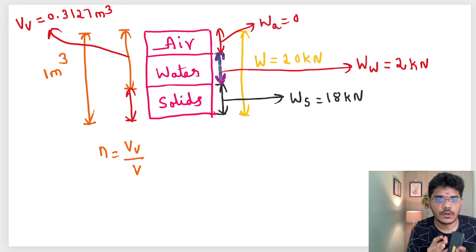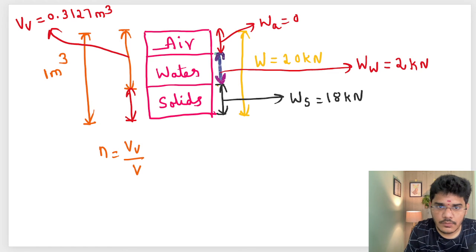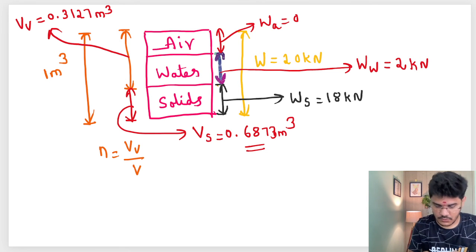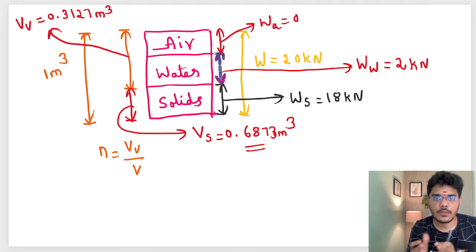So we have calculated the volume of voids. We know the total volume, so volume of solids will be total volume minus volume of voids. That is what we are going to calculate, 1 minus 0.3127. So this volume of solids will be 0.6873 meter cube. So this is about the problem.